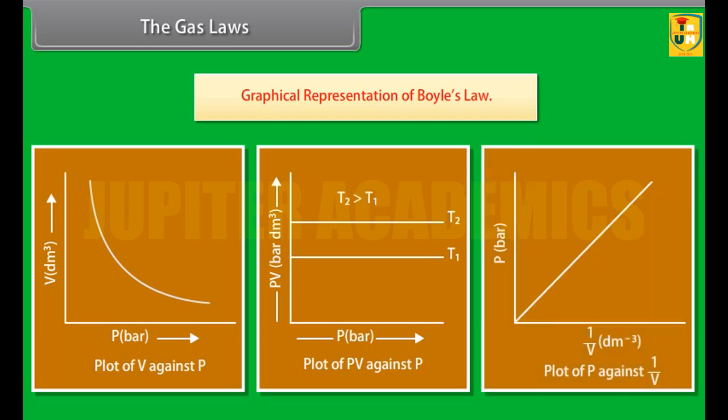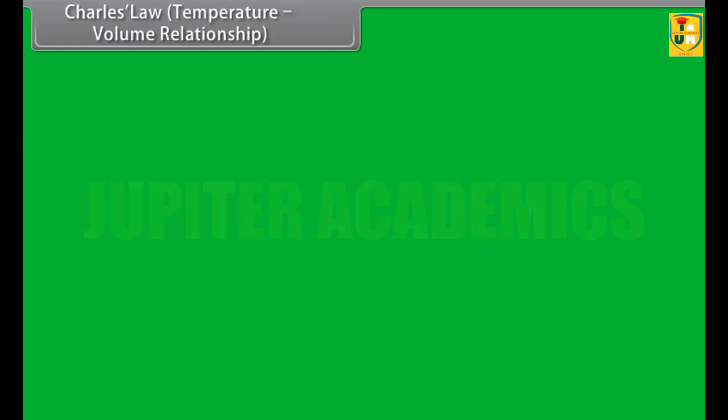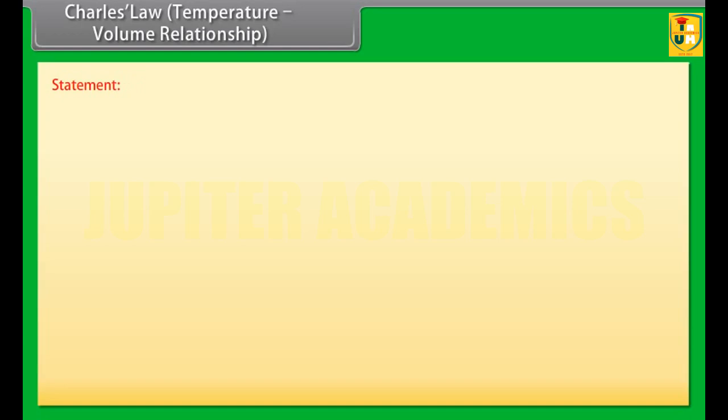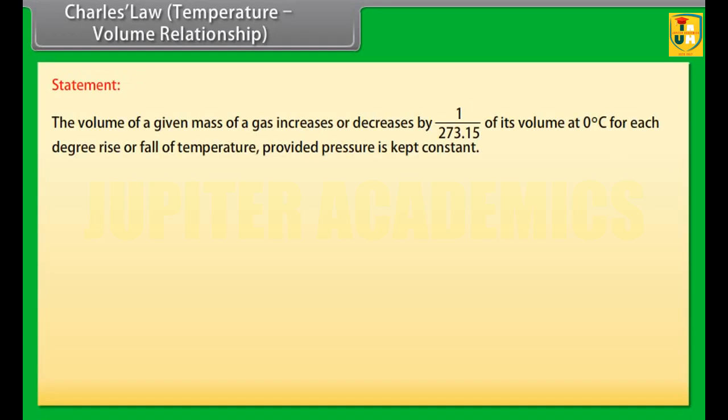It shows the variation of P against 1 by V. The straight line indicates that 1 by V regularly increases with the increase in P. Charles' law. Temperature-volume relationship. Statement. The volume of a given mass of a gas increases or decreases by 1 by 273.15 of its volume at 0 degrees Celsius for each degree rise or fall of temperature, provided pressure is kept constant.